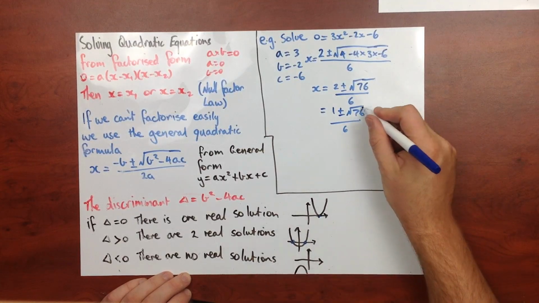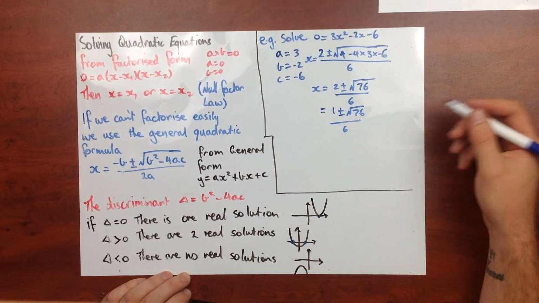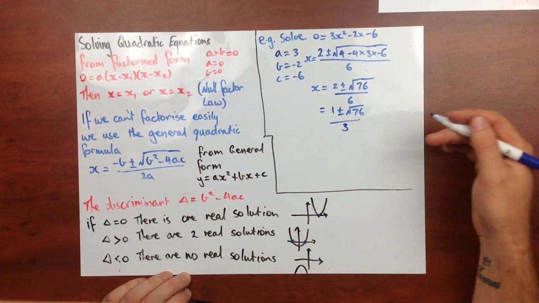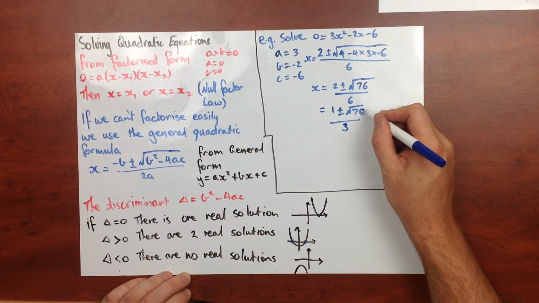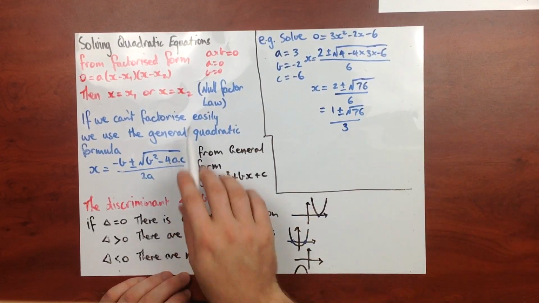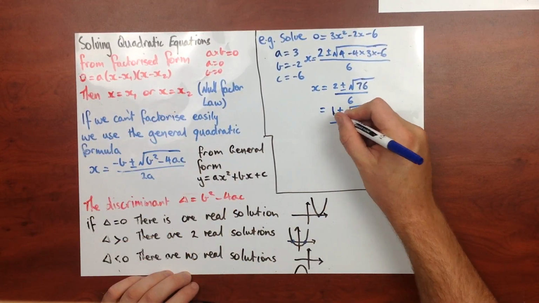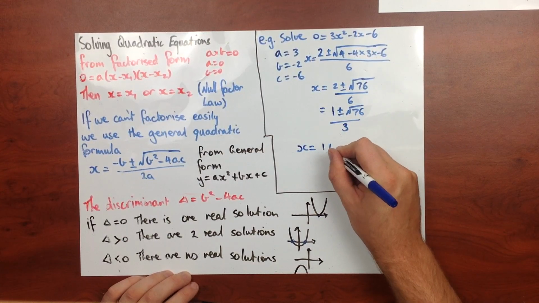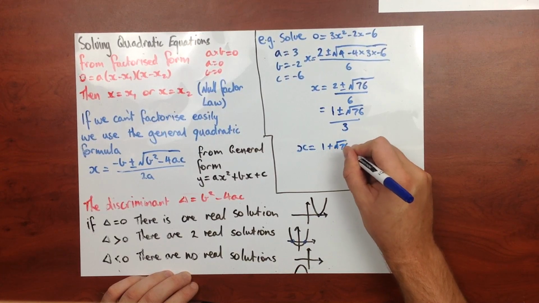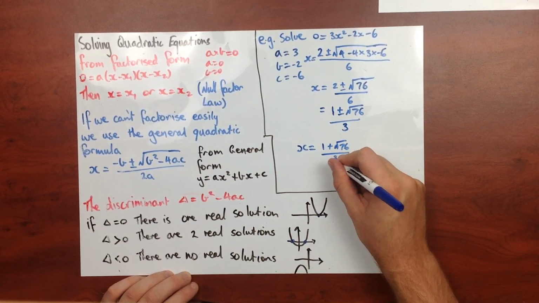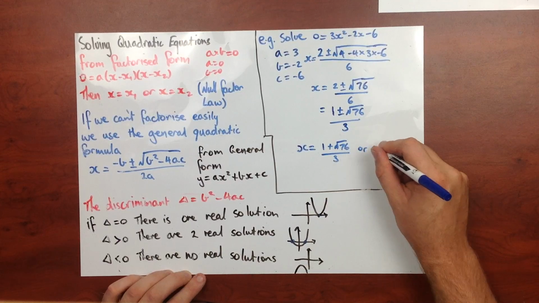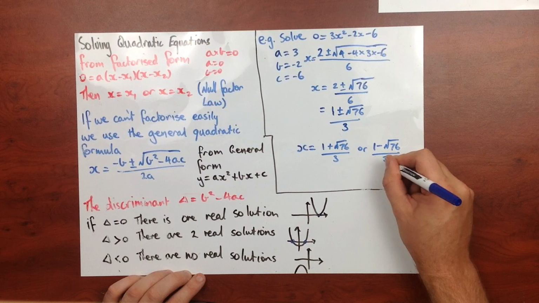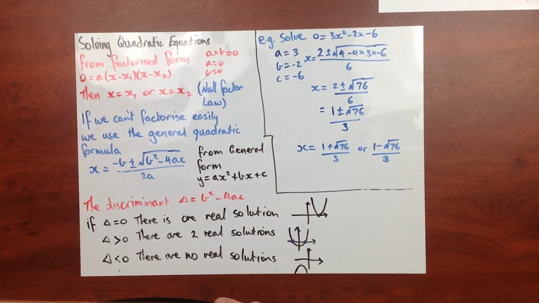Now we can go through and simplify this if we want to. We can turn into, sorry, not on 6, on 3. We can simplify our surd, that sort of thing, if we like. It could be a perfect square, though often it won't be. If it's a perfect square, it probably means we could have factorised it easily otherwise. But that means we have two answers, which is x equals 1 plus root 76 on 3, or 1 minus root 76 on 3. So here are our two solutions.